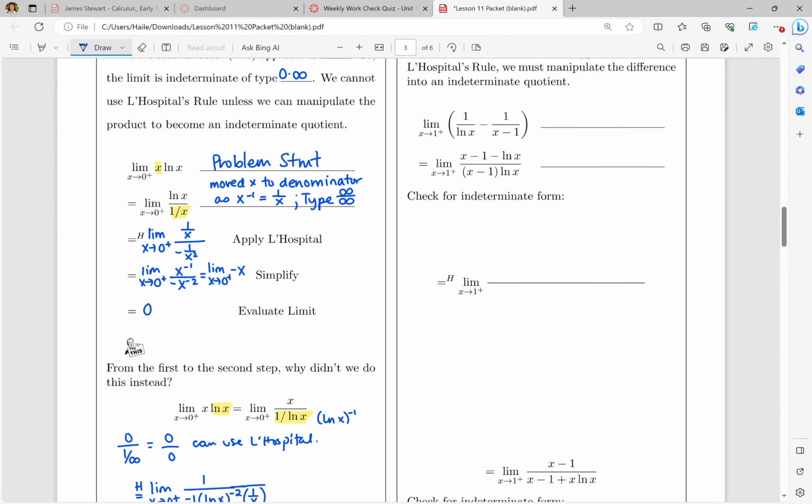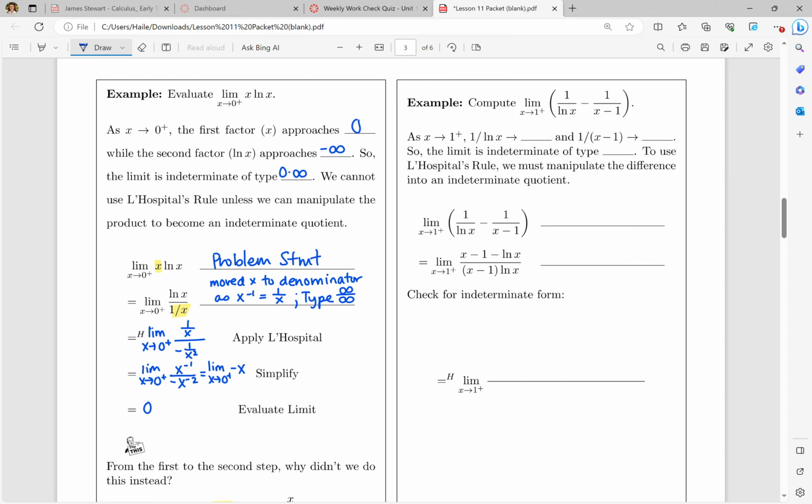Okay? So let's look at another example, and this is going to be a different indeterminate form than we've done already. Let's compute the limit as x goes to 1 from the right of 1 over ln of x minus 1 over x minus 1. Let's check for our indeterminate form. We have 1 over ln of x as x approaches 1, so 1 over ln of 1. ln of 1 is 0, 1 over 0 is infinity. And 1 over x minus 1: 1 minus 1 is 0, 1 over 0 is also infinity. So the limit is indeterminate of type infinity minus infinity.